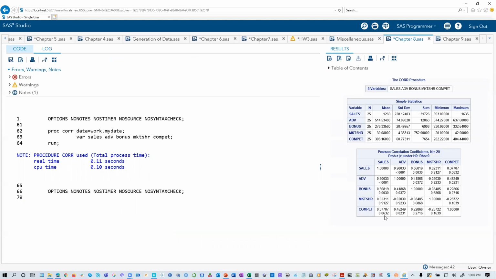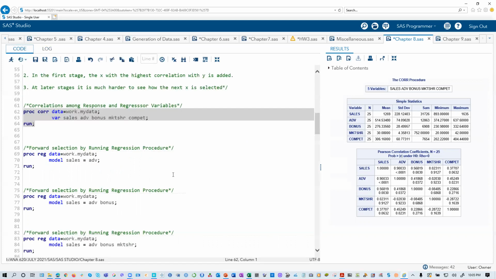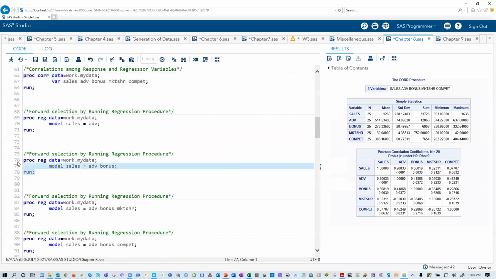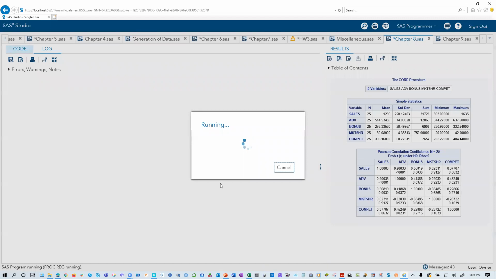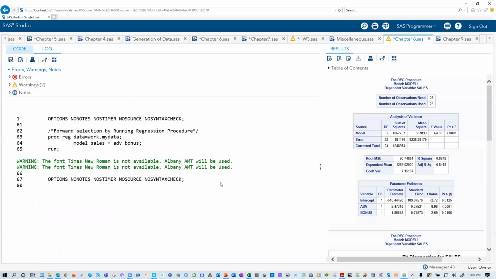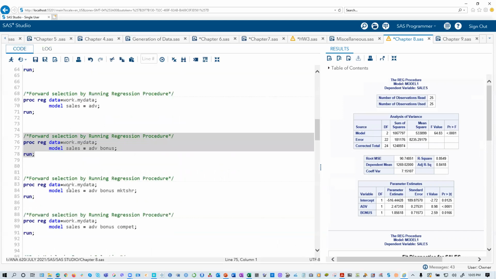Even these two are not playing that much of a role. 0.5. I'm going to add bonus now. Advertising and bonus. And see whether the newly added one will be important or not. It is important, so I'm going to keep it as it is. Then let's go to the next one. The next one would be the market share.